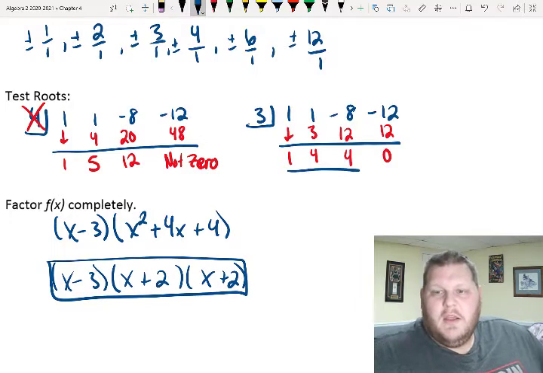So those are my 3 factors. Really, 2 factors, two solutions, one of which has multiplicity of 2.